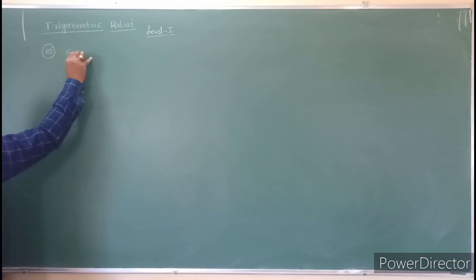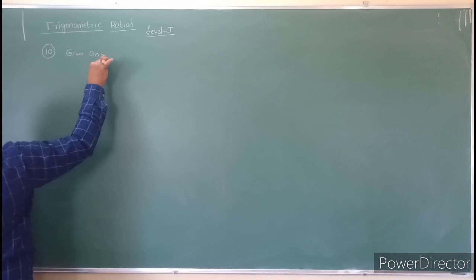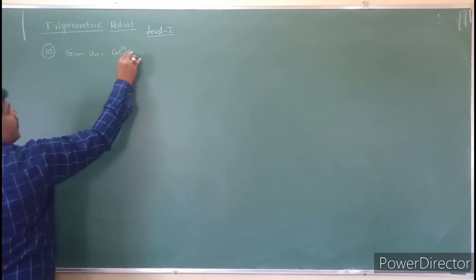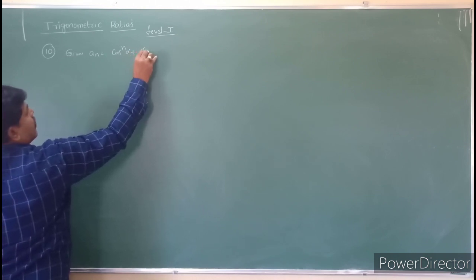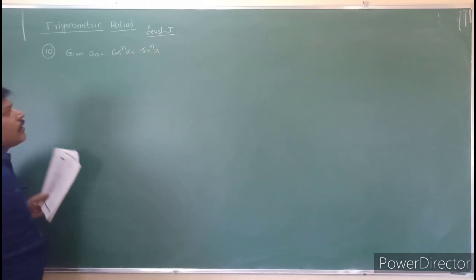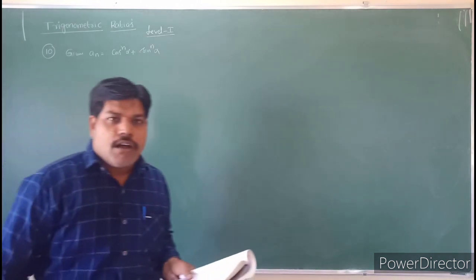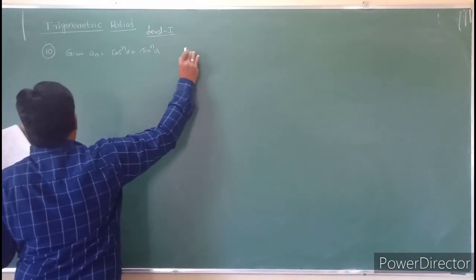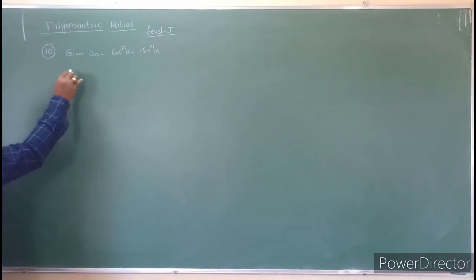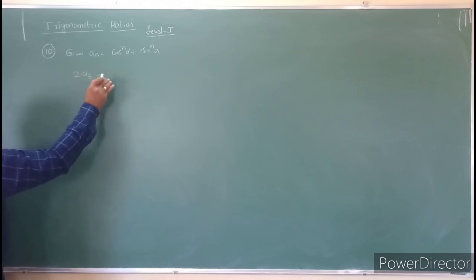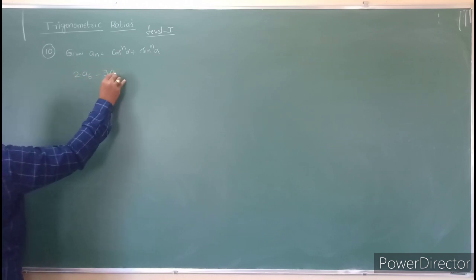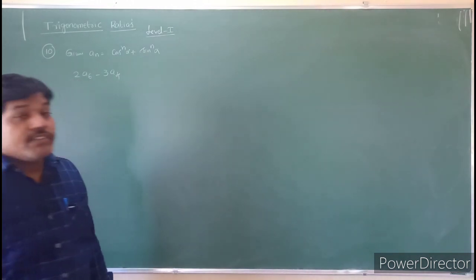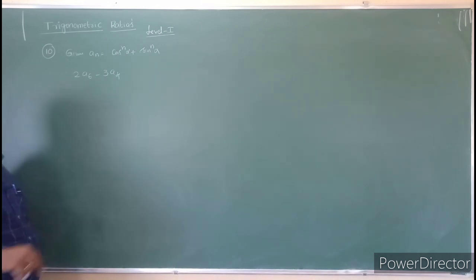Given an, what is the an value that is given? An is equal to cos power n alpha plus sin power n alpha. Then what is the question they are asking? You have to calculate 2 into a6 minus 3 into a4. So an value is given, and they are asking to calculate this value.